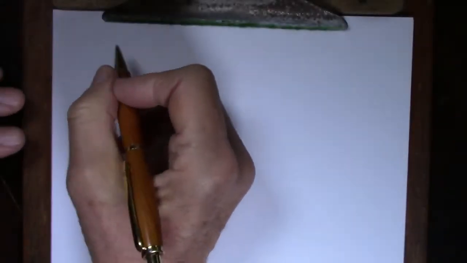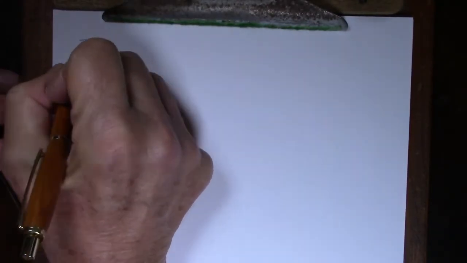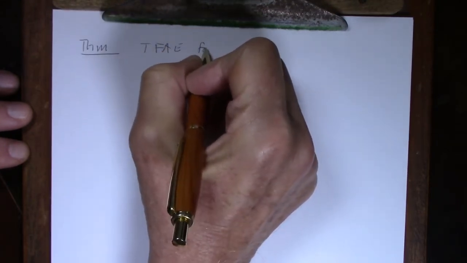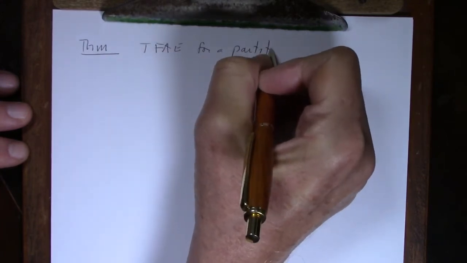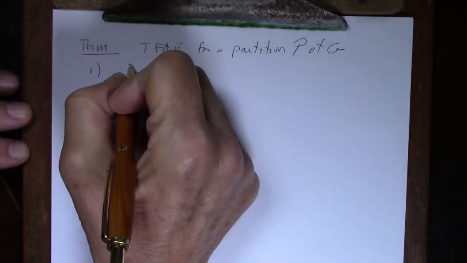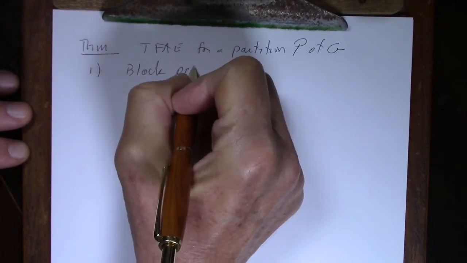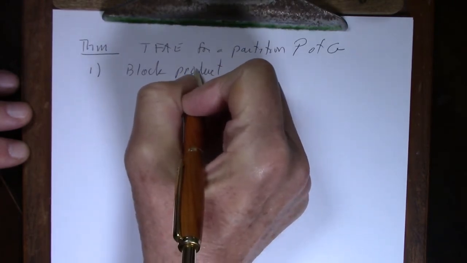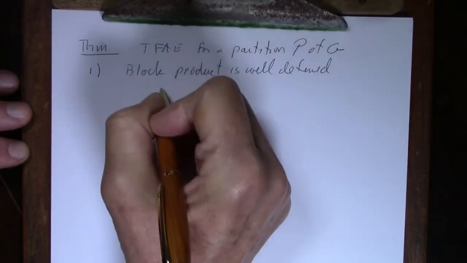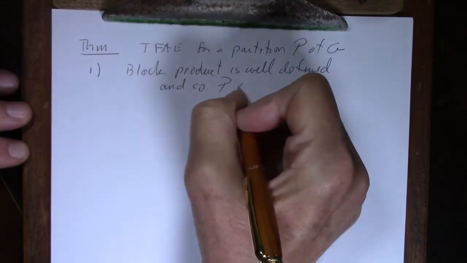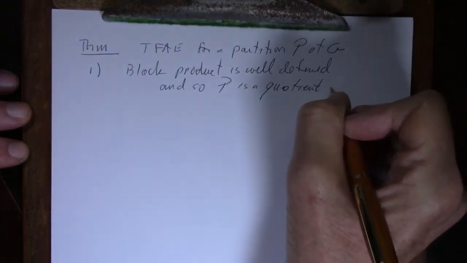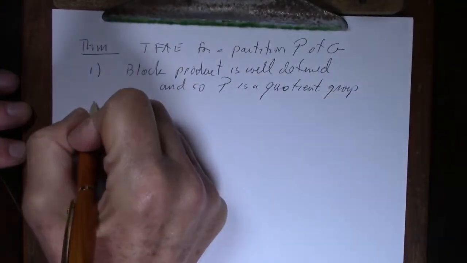So where we stand now, we can have our first little theorem, which says that the following are equivalent for a partition P of G. 1, the block product is well defined, and so P is a quotient group or a partition type group.